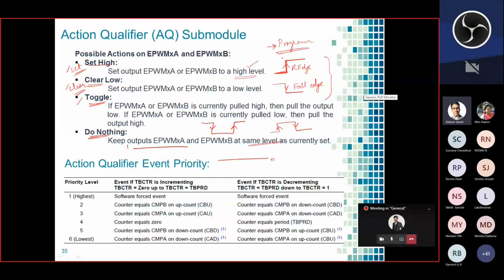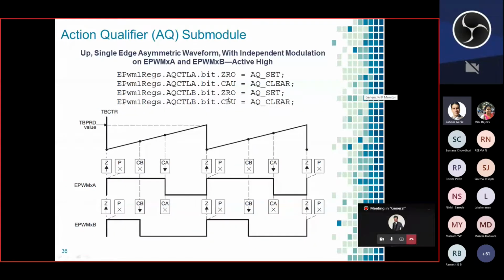Okay, going ahead, this is an example of how you can generate the firing pulses by the comparison value. Let us say for single edge you have used only an up counter, and it is a single edge asymmetric waveform, so you have only a falling edge delay. You have independent modulation for both A and B. So this is a reference waveform for compare B, and maybe this is a waveform for compare A. Here they can be independently controlled.